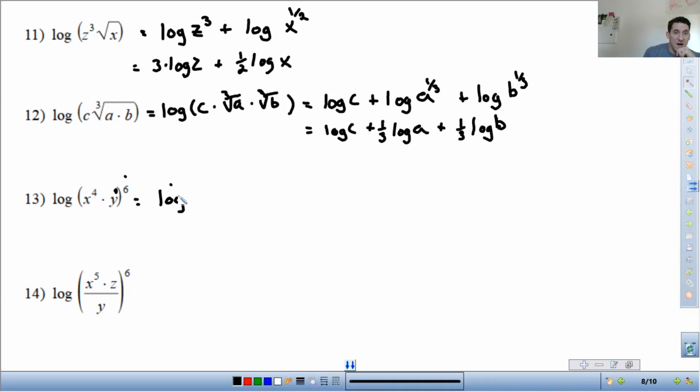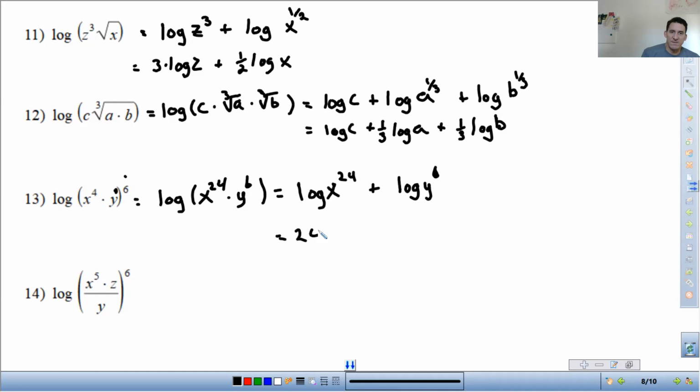So this is going to be log of x to the 24th times y to the 6th. I think that's probably going to be the easiest way to think about that. And then we can expand that. So that's going to be log of x to the 24th plus log of y to the 6th. And then those exponents can get moved out to the front. So it's 24 log of x plus 6 log of y.